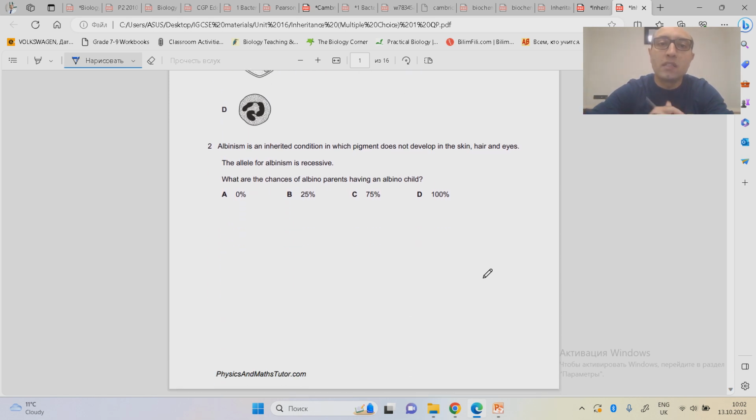Second question, albinism is an inherited condition in which pigment doesn't develop in the skin, hair, and eyes. The allele for albinism is recessive. What are the chances of albino parents? So this second sentence is very important, guys, for us. In the second sentence, as you see, they said that this condition is recessive. So albino parents means that they are homozygous recessive.